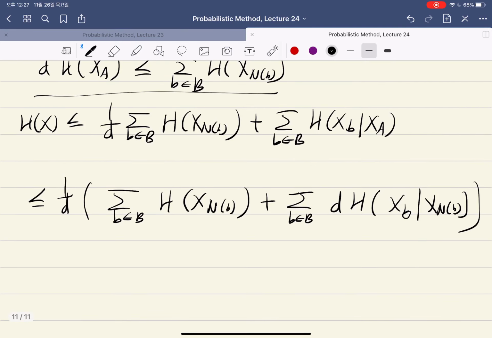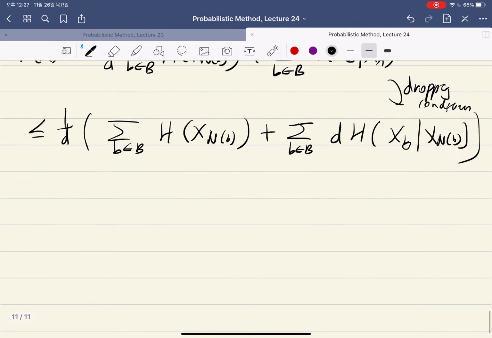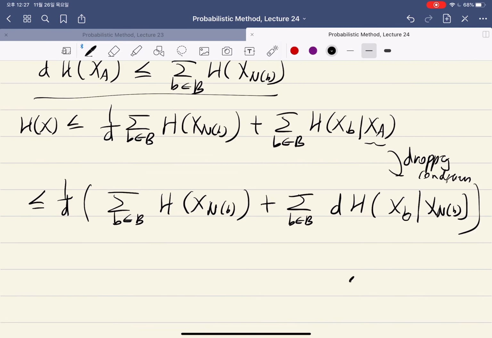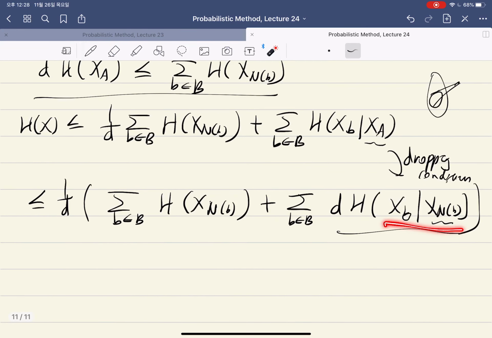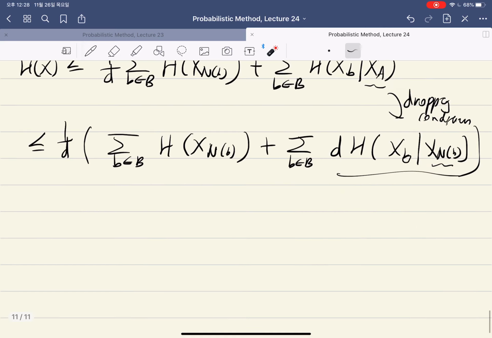Sorry, I forgot to mention something. So this is X_A and X_{N(B)}, right? So that's actually dropping the condition. So this actually assumes everything on A, and this only assumes the neighborhood N(B). So this is bigger or equal. So we get this inequality. And focusing on here, this situation more resembles the K_{D,D} case.